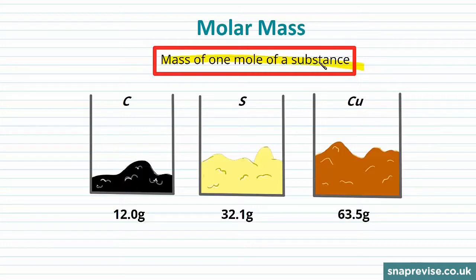Now you can see that our 1 mole of carbon weighs 12 grams, whereas 1 mole of sulfur weighs 32.1 and 1 mole of copper weighs 63.5. This is highlighting to us that although each of these beakers contains 1 mole of our substance, the mass of that mole varies from element to element.